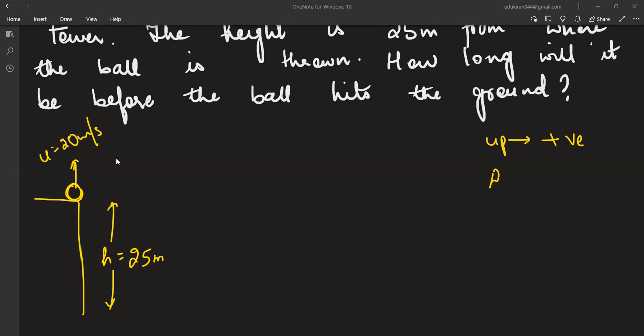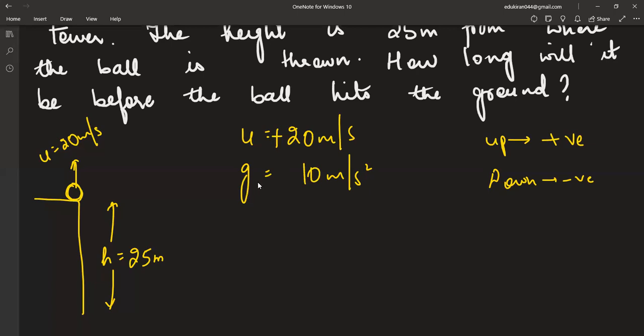Okay, so height is 25 meters. So we are taking downwards as negative. Okay, initial velocity is 20 meter per second. So if the ball is going upwards, we have taken up as positive, so this will be positive. Acceleration due to gravity is 10 meter per second square, so downwards will be negative.